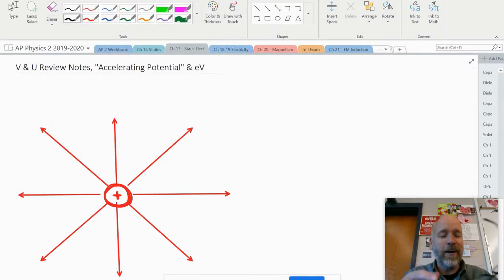And because it's been a while, I feel like I've got to do some review. So today we're going to try to go back over and tie together the different parts of electric potential, also known as voltage, and electric potential energy. And I think once we get a complete picture, you guys will feel better about what we've done.